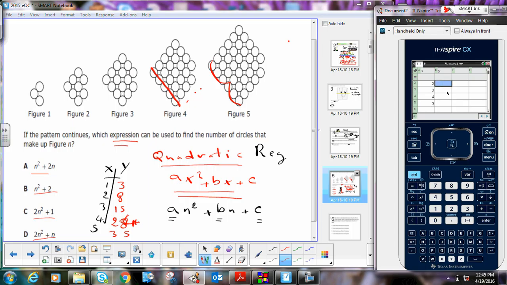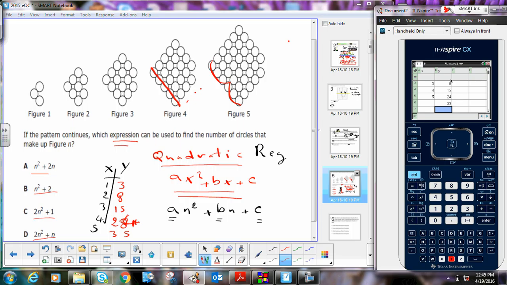Now we're going to type the Y values. 3, enter, 8, enter, 15, enter, 24, enter, and 35, enter. Now after you type all your values, you go to menu, you go to statistics, stat calculation, then this is quadratic regression, it's number 6. Make sure you type X for the X list, and then Y for the Y list, then enter.